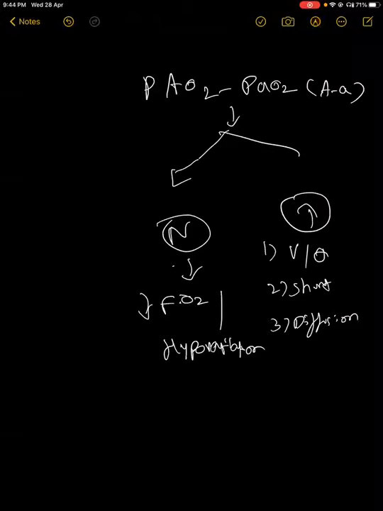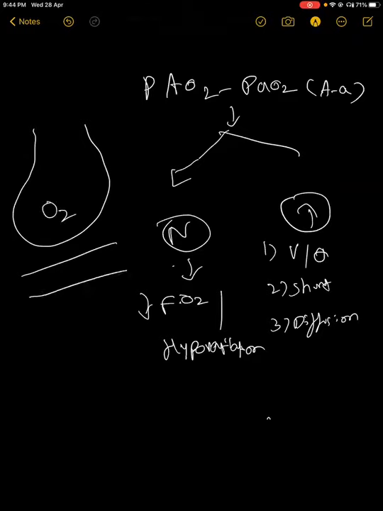This is the alveoli. Due to some mechanism, the oxygen is not entering the blood, that is, it is not becoming PaO2. That means the alveolar oxygen is okay, but the arterial PaO2 is very less, so this gradient will be increased. So the causes will go like this: VQ mismatch, shunt mechanism, or diffusion defects. And in most causes of type 1 respiratory failure, one or many of these mechanisms can coexist together.